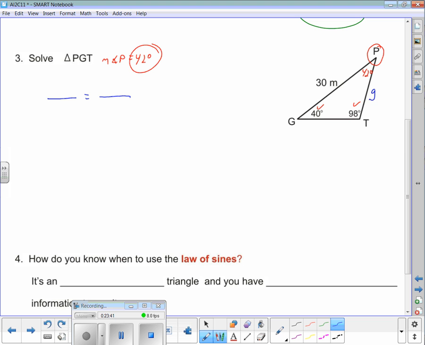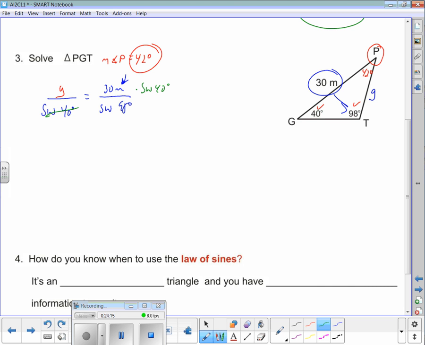How am I going to do this with a proportion? Again, I put what I'm looking for in the top left. That's going to go underneath the sine of the angle opposite side g, so that's 40 degrees. And what do I know? I know the 30 meters, and the 30 meters goes with what angle? The sine of 98 degrees. By the way, notice I put my units here. It helps me to remember to put an answer in meters. Okay, things in the bottom go to the top across the equal sign.